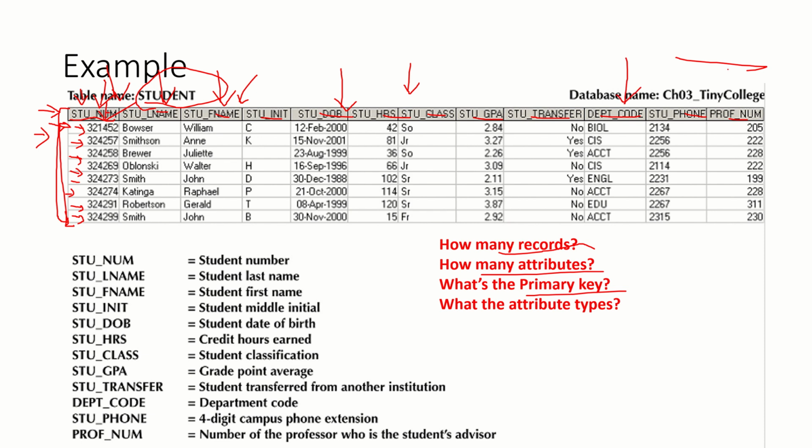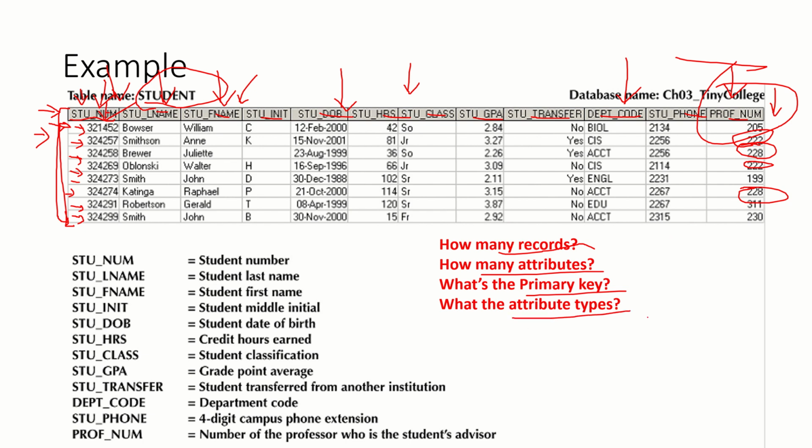the department code, professor's number, right? Maybe not the professor's number. So when you look at here, you see this is 222 and 222, they're duplicates. 228 and 228, they are duplicates. That means this professor's number cannot be used as a primary key in this case.